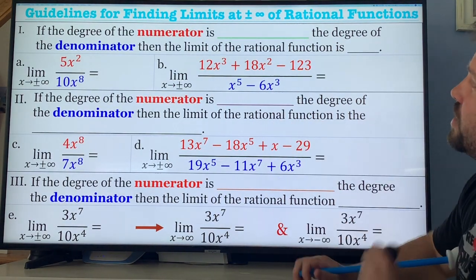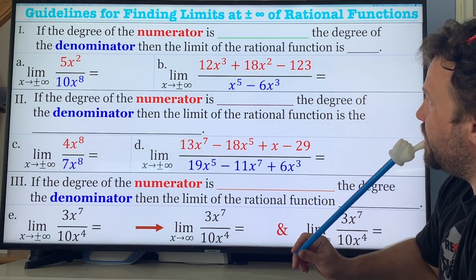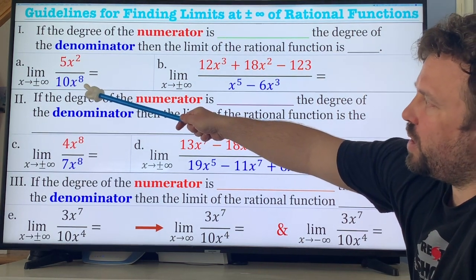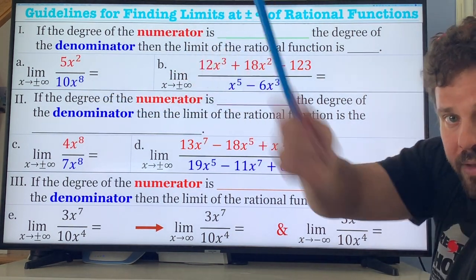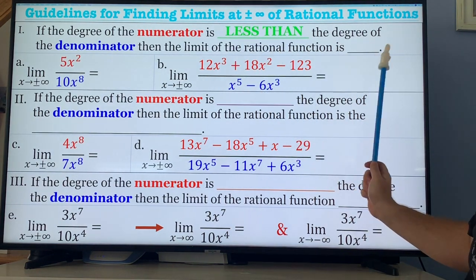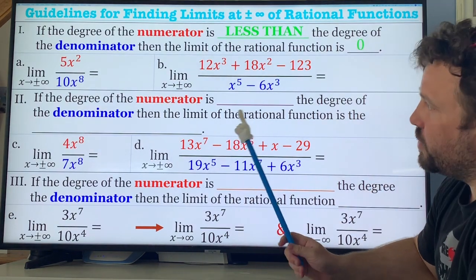So the first one says, if the degree of the numerator is blank the degree of the denominator, the limit of the rational function is what? The numerator is what compared to the denominator here? Less than. Remember, yell out when I point to you. The denominator is greater, and the limit of the rational function is, as we said before, 0. So let's go prove this.